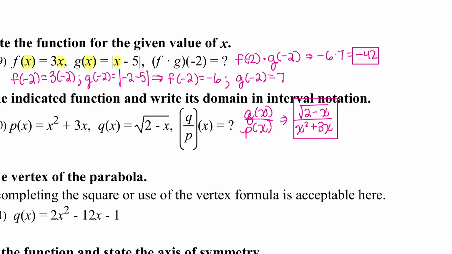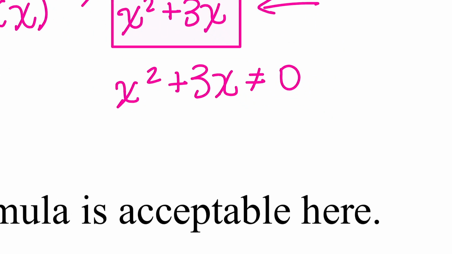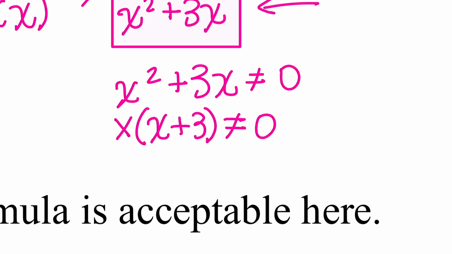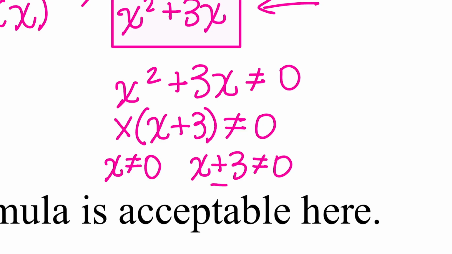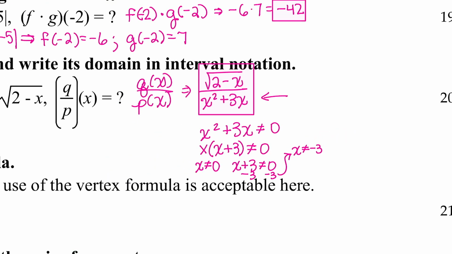Now, the domain is important because we cannot divide by 0. So x squared plus 3x is not allowed to be 0. The GCF here is x. So when we factor out an x, we know that the product of those two factors cannot be 0. So x cannot be 0. X plus 3 can also not be 0. So x is not allowed to be 0 and negative 3.